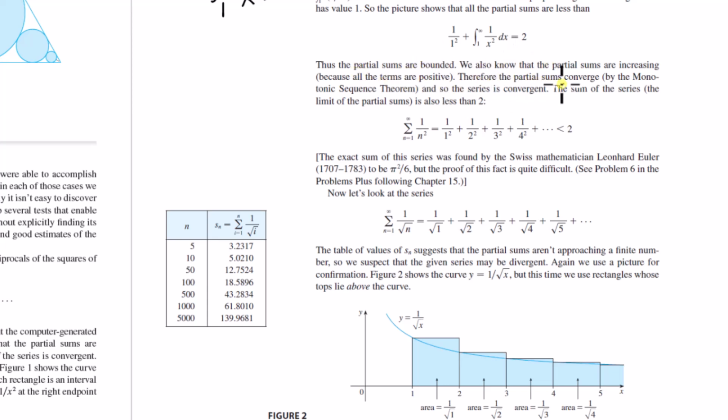We also know that the partial sums are increasing because all the terms are positive. Therefore, the partial sums converge by the monotonic sequence theorem, and so the series is convergent. So you see what they're saying here: we don't have a partial sum formula, like an explicit function of n, but we do have the partial sum as a summation.